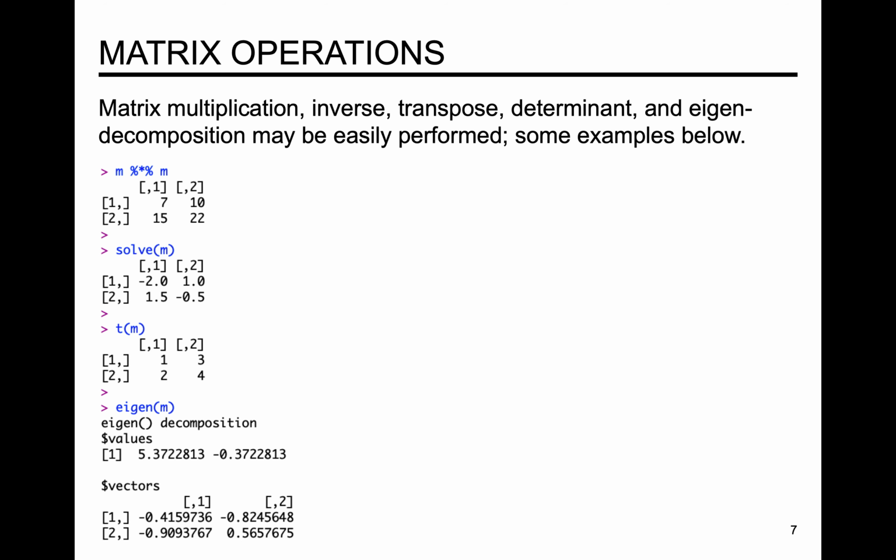Let's look at some examples below. In the first line, I typed M %*% M, which means M times M, where the times means matrix multiplication. In the next line, I typed solve(M), which means the matrix inverse of the matrix M. In the next line, I typed t(M), which means the matrix transpose of the matrix M. In the next line, I typed eigen(M), which performs eigendecomposition and returns a list of eigenvalues and their corresponding eigenvectors.